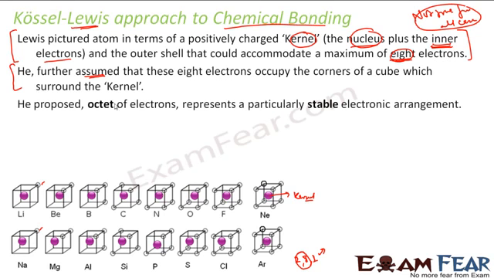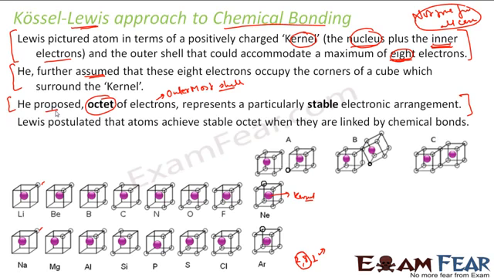Correct? And he also proposed the octet of electrons, that is 8 electrons in the outermost shell. So the octet of outermost shell electrons, you can say, represents a stable electronic configuration. This is what was proposed by the Lewis approach. Why? Because he said that all the noble gases, neon, argon and all, have 8 electrons in the outermost shell and they are stable. And so he assumed that if you have 8 electrons in the outermost shell, you attain a stable electronic configuration. Again, please note, just a proposal.